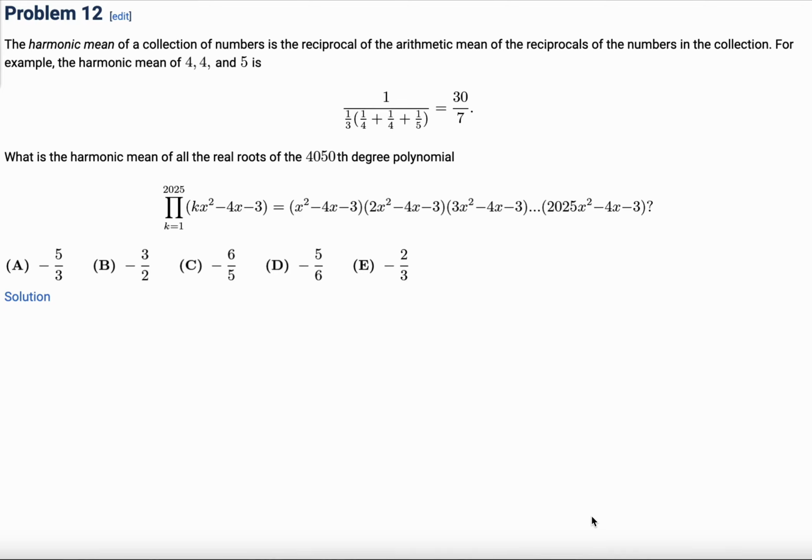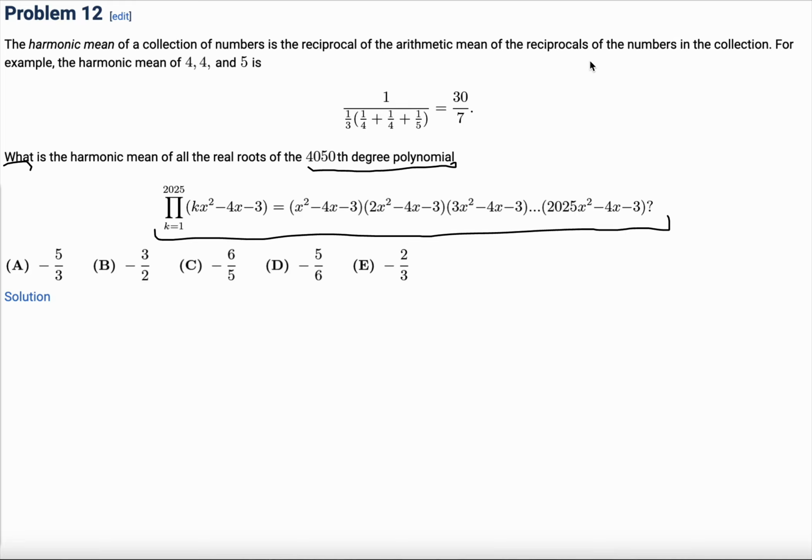From AMC 2025 12A. The harmonic mean of a collection of numbers is the reciprocal of the arithmetic mean of the reciprocals of the numbers in the collection, and they give you the example there. The real question begins here: what is the harmonic mean of all the real roots of the 4050th degree polynomial and this scary looking equation?